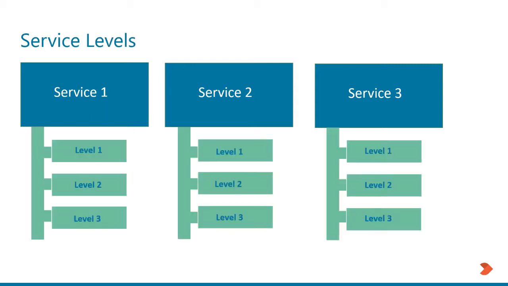So once we have our services, we can then think about the different levels that we may provide a response for. So it may be that for service 1, we have 3 levels of service provision, which could be understood as standard and enhanced, or we could phrase it as bronze level, silver, gold.